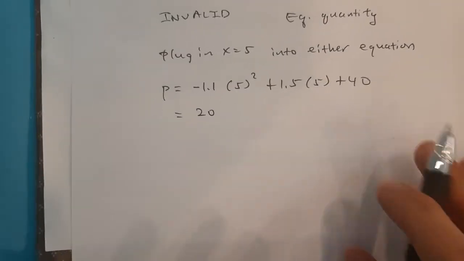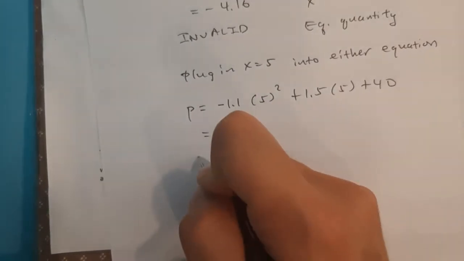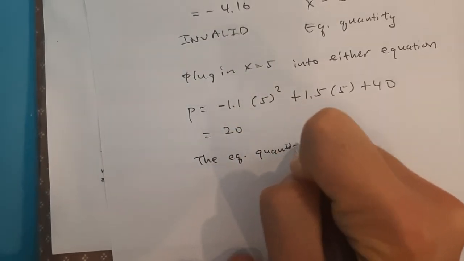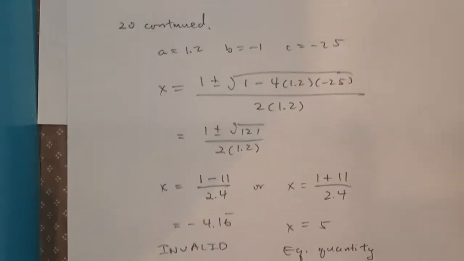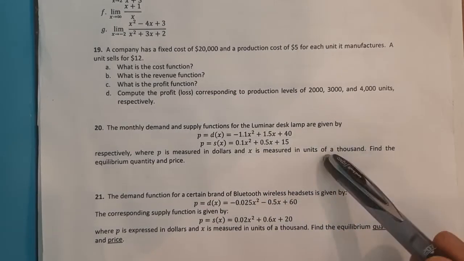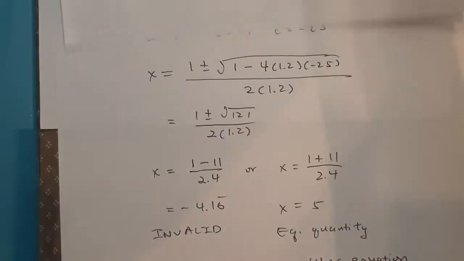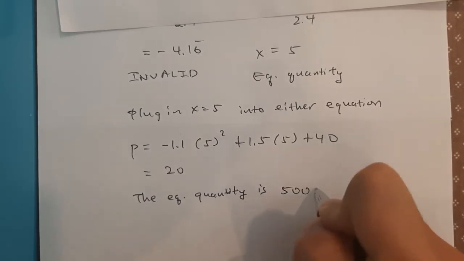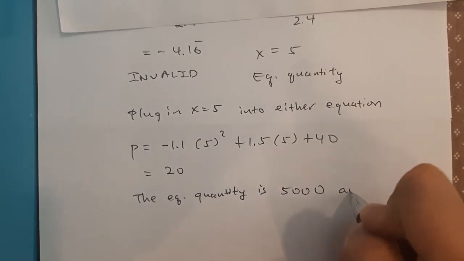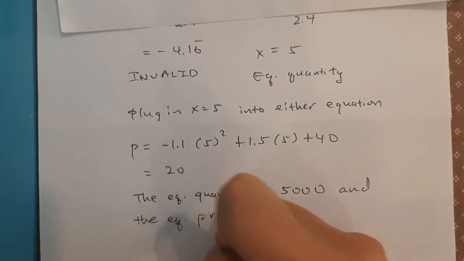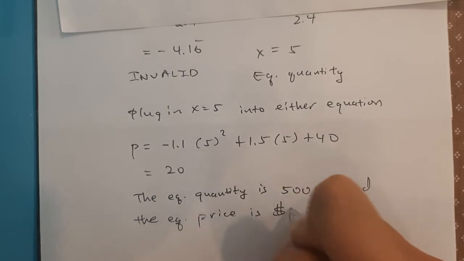So here we can summarize our answers. The equilibrium quantity is, then you look back in the question. So here it says that x is measured in units of 1,000. So you want to be careful about that here. The equilibrium quantity is going to be 5,000. And the equilibrium price is going to be $20.